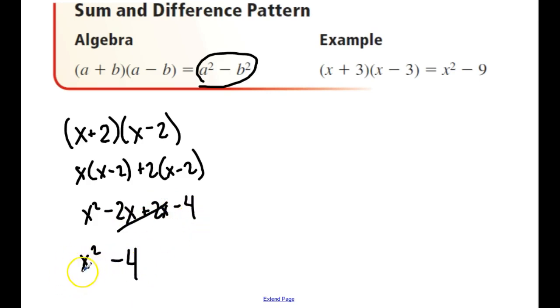Well, and I know that the square root of x squared is x, which is this first term, and I know that the square root of 4 is 2, which is the second term, so it does end up working. And you'll see that example over here. This is just why it works out.